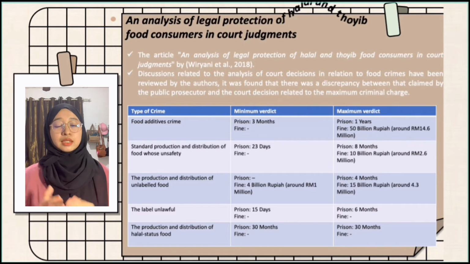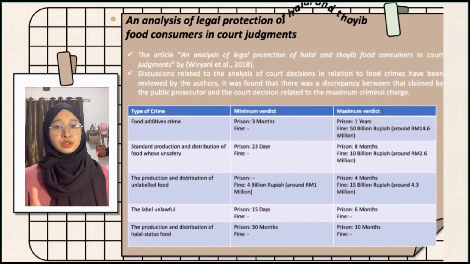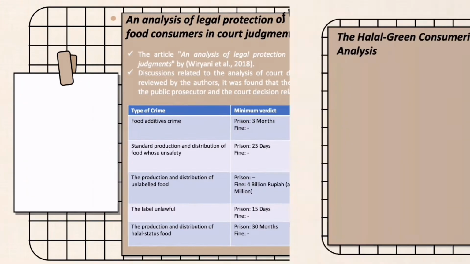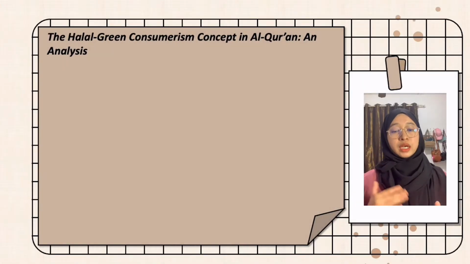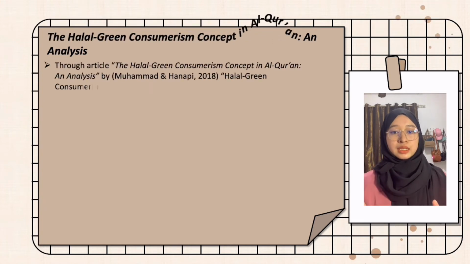As such, the authors state that the enforcement of these food acts still has loopholes in its implementation, because the minimum and maximum penalty rates imposed on defaulting producers are very light, and usually the decision made by the court was the minimum penalty. Literature review: the halal green consumerism concept in Al-Quran and analysis through article.